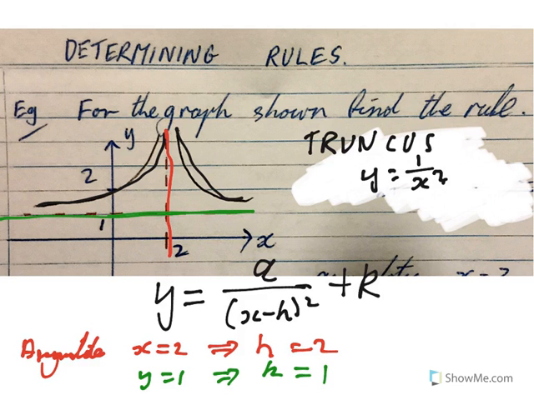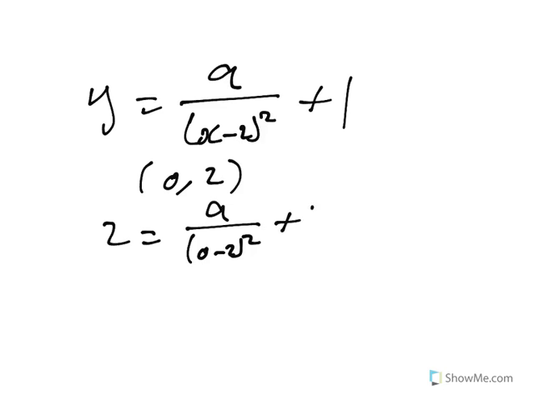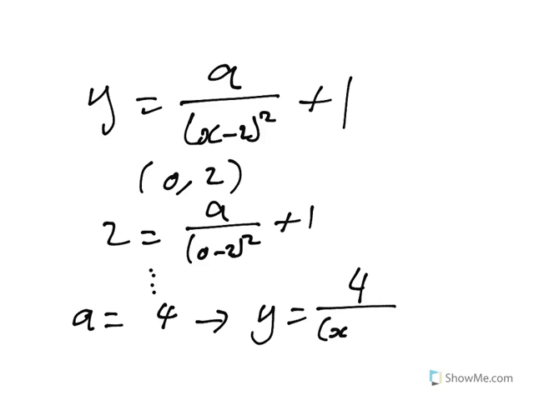Then when we come back here, we notice that we have an intercept there. That intercept is the y-intercept, so it has coordinates (0, 2). So we can now use that, (0, 2), in here: 2 equals a over (0 minus 2) squared plus 1. When you rearrange all of that, and this is in the notes, you end up with a equals 4. So what that then means is that y equals 4 over (x minus 2) squared plus 1.